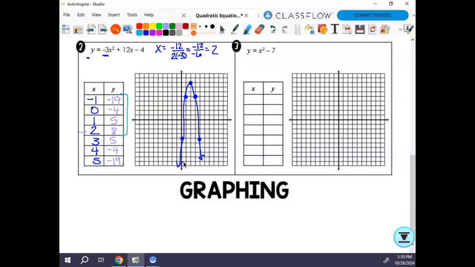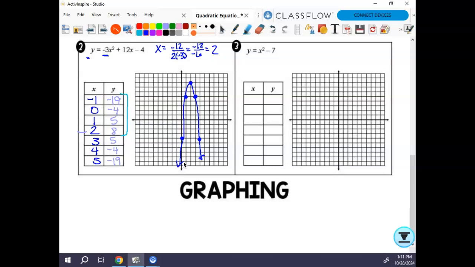What transformation is happening in number 3? There's only one. It's down. Okay, it goes down 7. So you know what your parent function looks like, right? At 0, 0. All that's happening is it shifts down 7. That's all that's happening. So we actually already know what our axis of symmetry is.